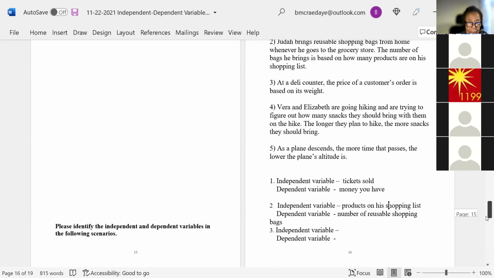Okay. Alva, number 3: at a deli counter, the price of a customer's order is based on weight. So what is the independent variable? What is the dependent variable? The price of the order or the weight? Which one is dependent? Which one is independent?